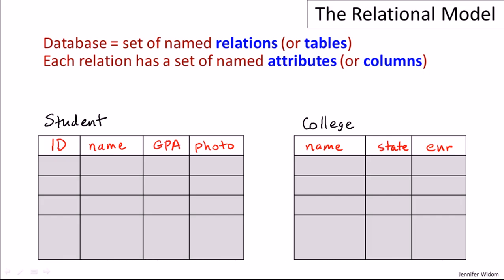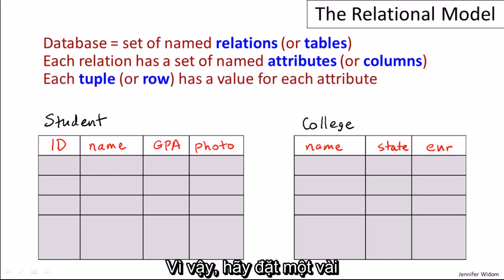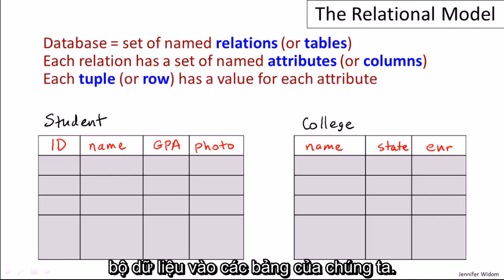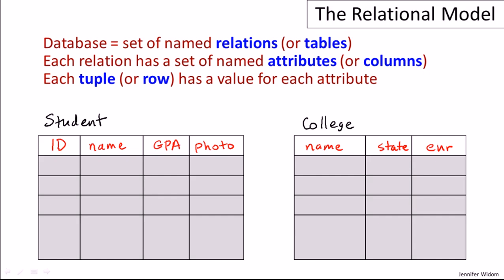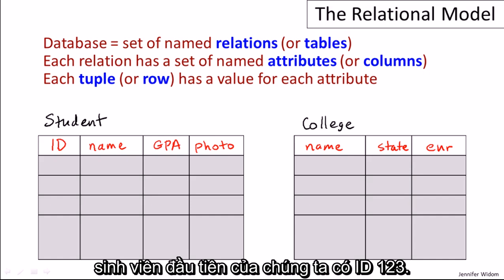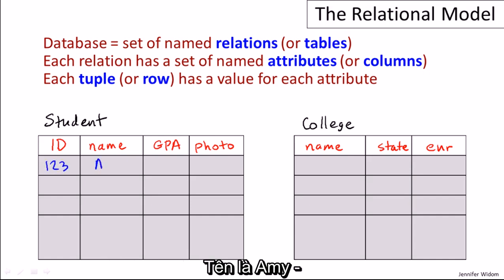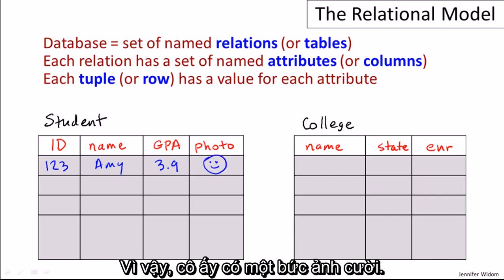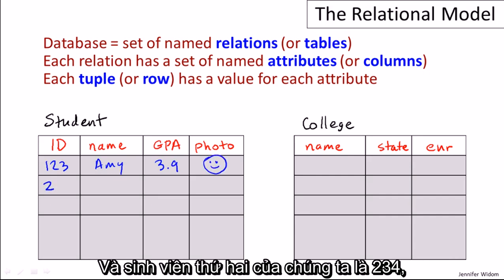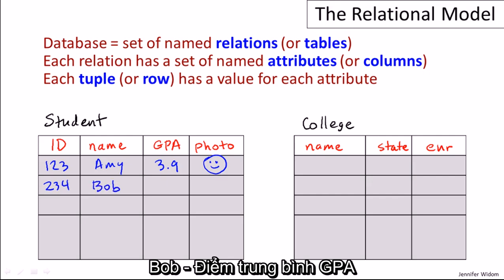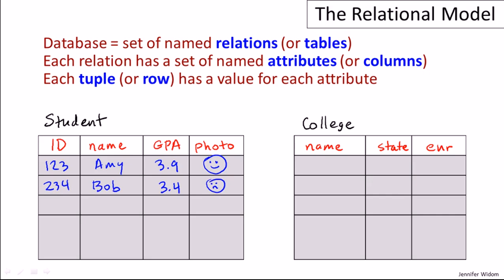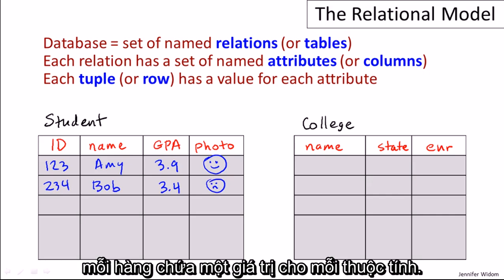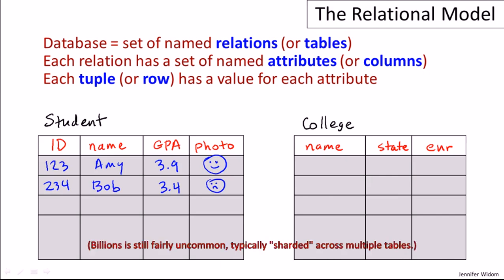Now, the actual data itself is stored in what are called the tuples, or the rows, in the tables. So let's put a couple of data tuples in our tables. Let's start with the students, and let's say that our first student has ID 123, name is Amy, GPA 3.9, and she's happy with that, so she has a smiley photo. And our second student is 234, it's Bob. His GPA is 3.4. He's not quite as happy. And typically, of course, a table will have thousands, maybe millions, even sometimes billions of rows, each row containing a value for each attribute.